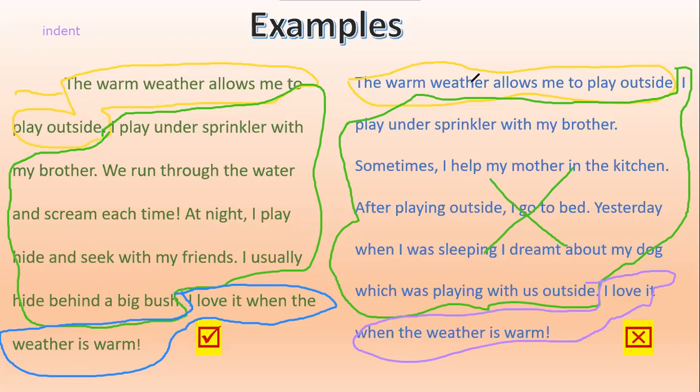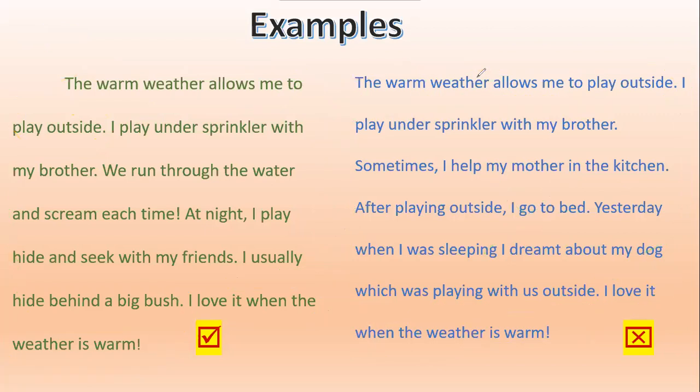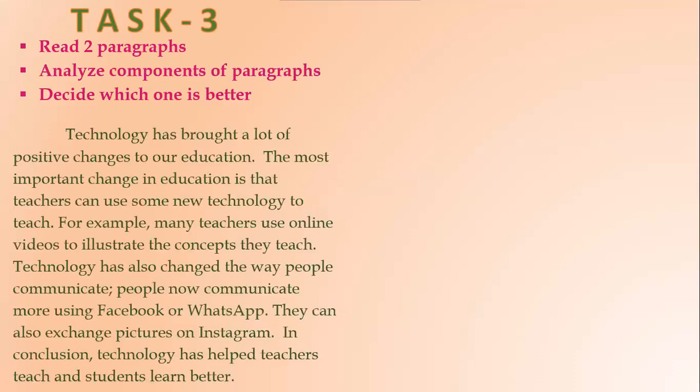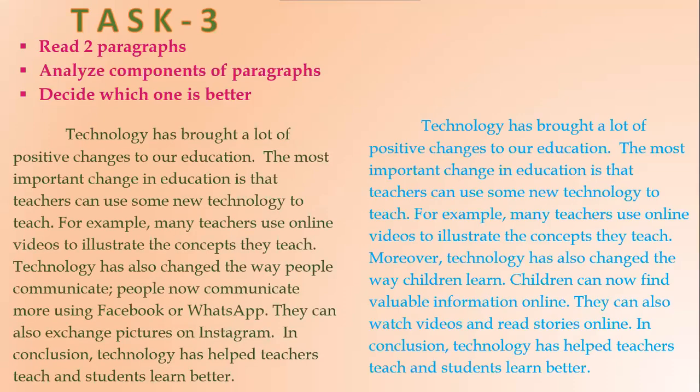So this is how we analyzed a paragraph. Okay, now you have a task. Task 3. Again, two paragraphs will be given. You have to analyze the components of the paragraphs and decide which one is better. Here are two paragraphs. You have to analyze as we did earlier.